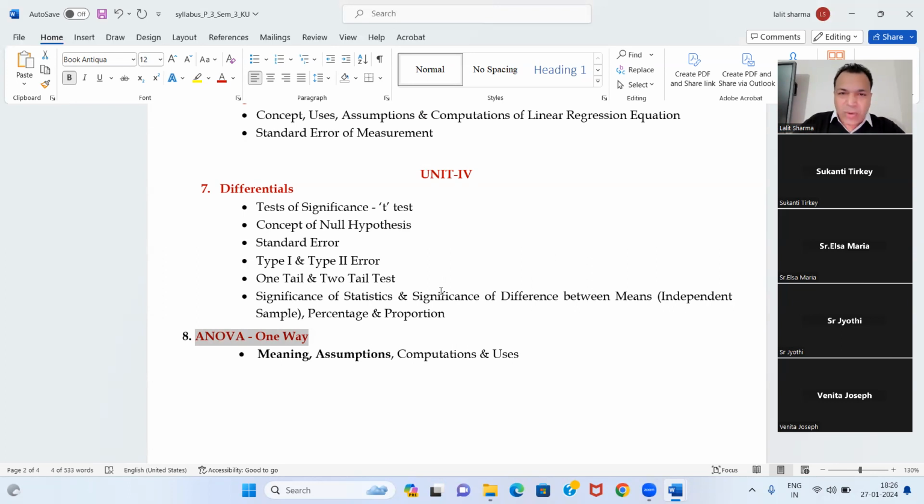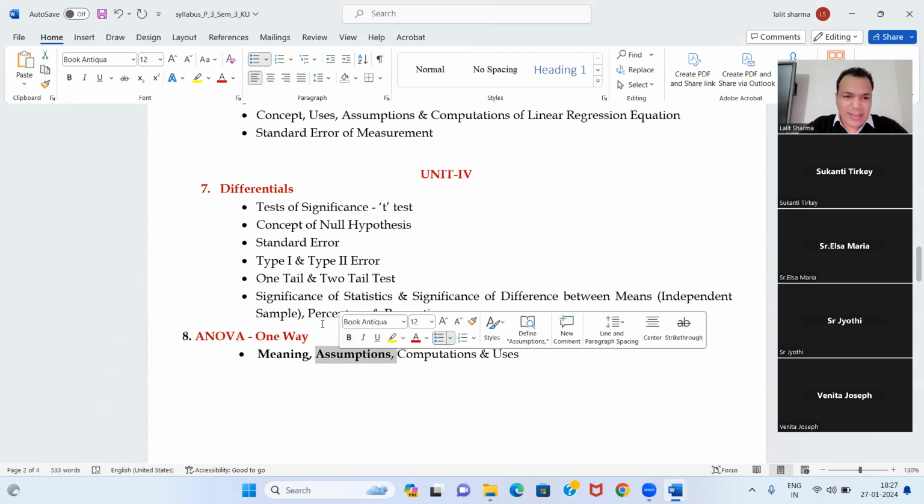Here I'm going to give you the tips. Whenever you want to check the difference between two means, then you use the t-test. If you want to check the difference between means of two or three groups, then you use ANOVA. Today we will also discuss ANOVA. In ANOVA, the important thing is the assumption. Assumption is very important.